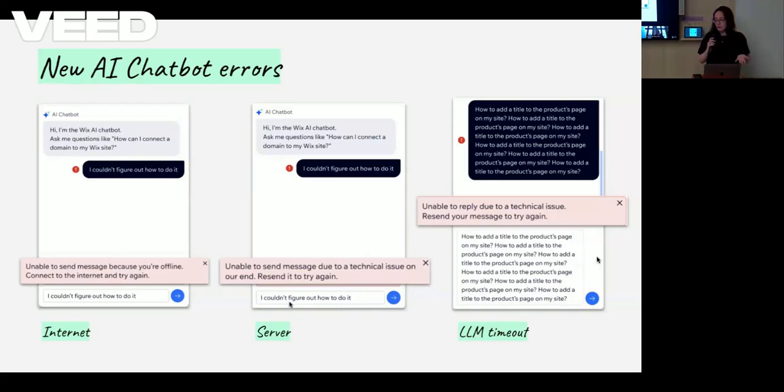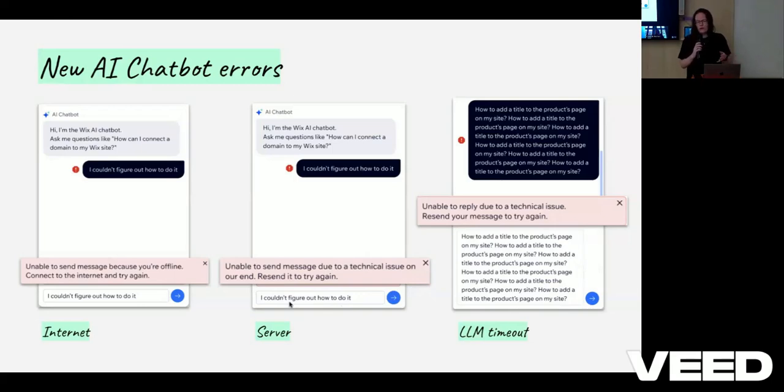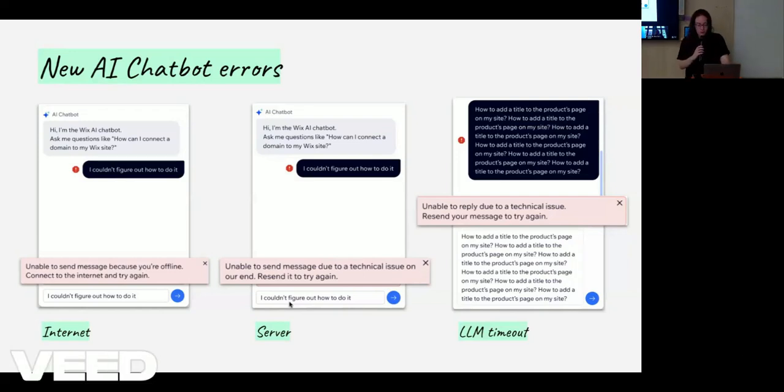LLM stands for large language model. Basically, sometimes the user asks a question that is very long, it's not very clear, or there's just something on OpenAI's end that they're having an issue with, and it takes the LLM too long to respond to the user. So then there's a timeout, and this one was the most complicated to come up with a reason for, because the user doesn't care that there's an LLM timeout. What's an LLM? Why is it taking too long to respond? What does that mean? They don't care. They care that they can't get a reply to their message. So: unable to reply due to a technical issue.